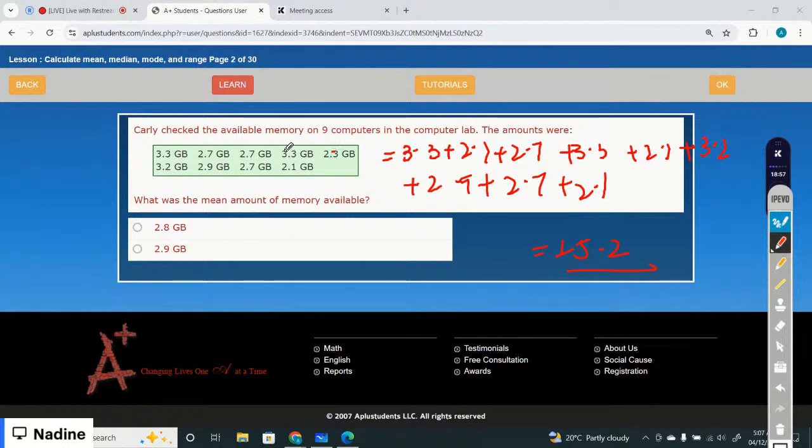Now they are 1, 2, 3, 4, 5, 6, 7, 8, 9 in number. So divide by 9. 25.2 divided by 9 is 2.8. So that means the mean value is 2.8. Got it? The mean is 2.8. For the mean, you have to add all the given values and divide by the number of values. They are 9 in number, so that's why I divided the sum by 9. That is 2.8.